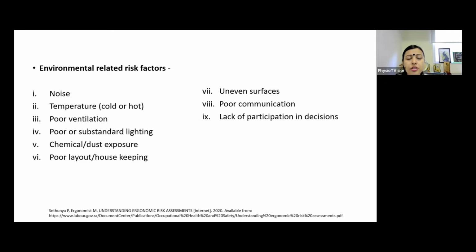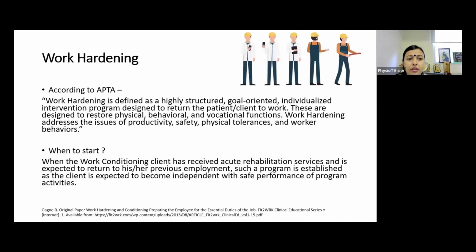Poor communication between, say, the different hierarchical levels, and lack of participation in decisions. A lot of times that is also part of environmental risk factors, because if your opinions or suggestions are not taken into consideration or are not even heard most of the time, even that can eventually pose a risk factor. So how does APTA define work hardening?